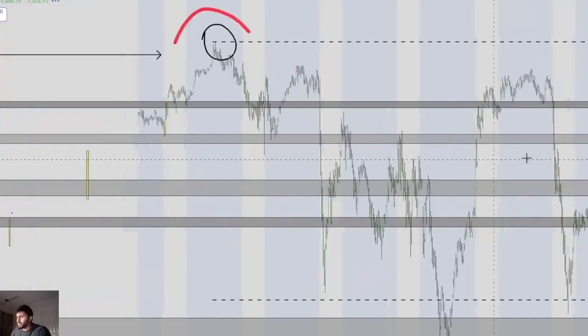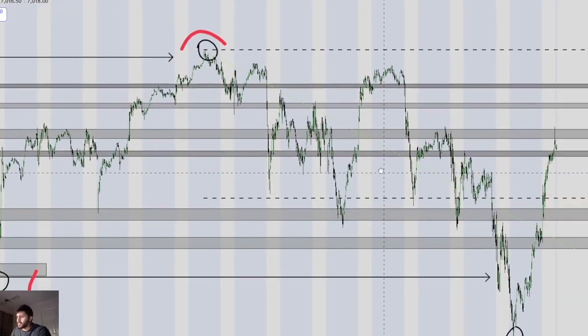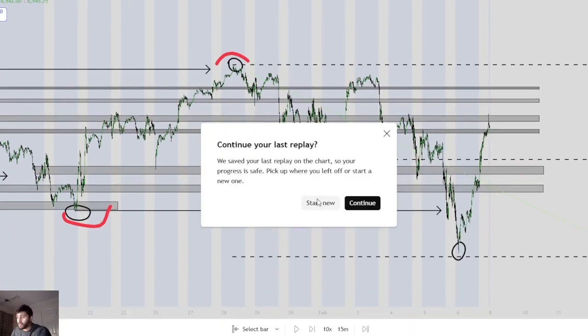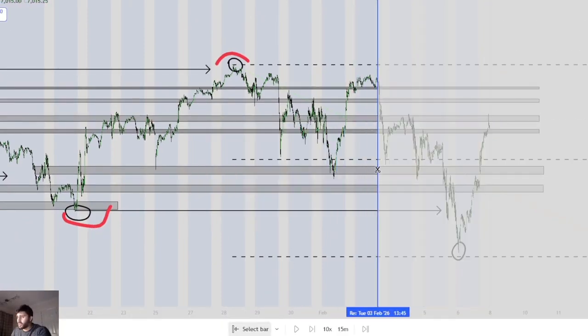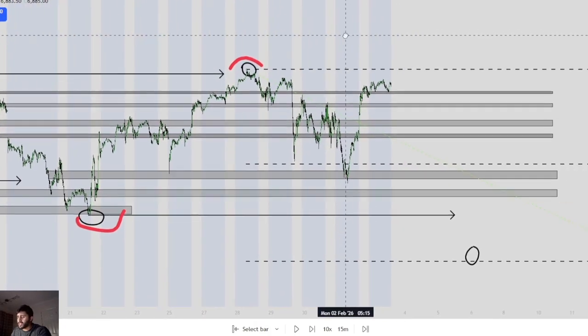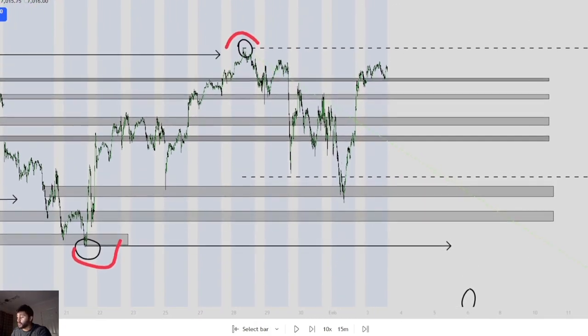Before we even speak about the 15-minute ORB, let's zoom out and understand where we are in price. So this was Tuesday, the 3rd of February. This was the setup over here. So let's go to Tuesday, the 3rd of February. Now, what's interesting to understand is that on Tuesday the 3rd, I already have my key levels defined.